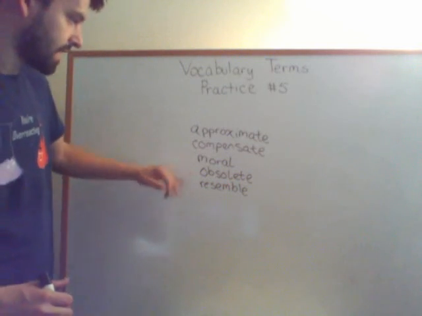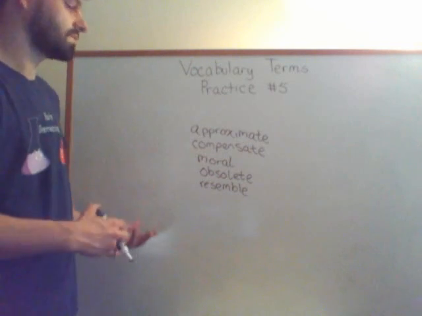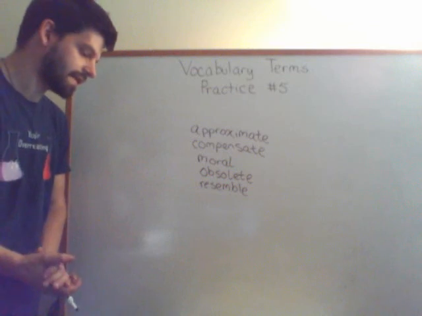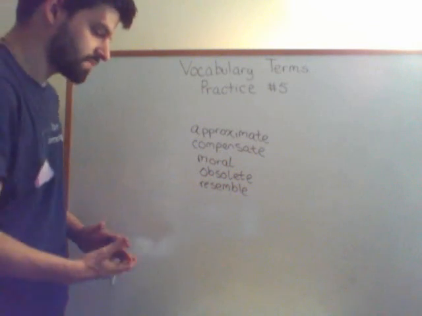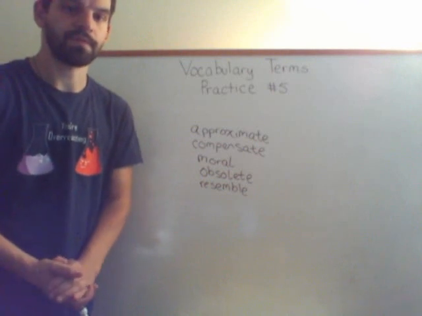Our fourth word is the word obsolete. It is no longer produced or used, also out of date. And last but not least, the word resemble is defined as having qualities or features, especially in appearance, in common with someone or something.